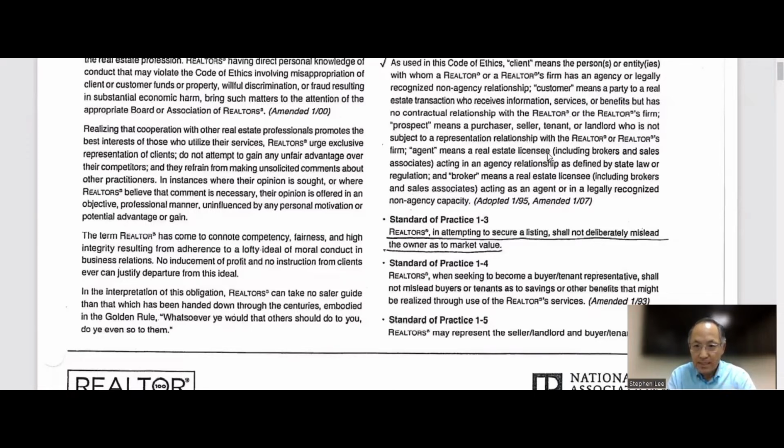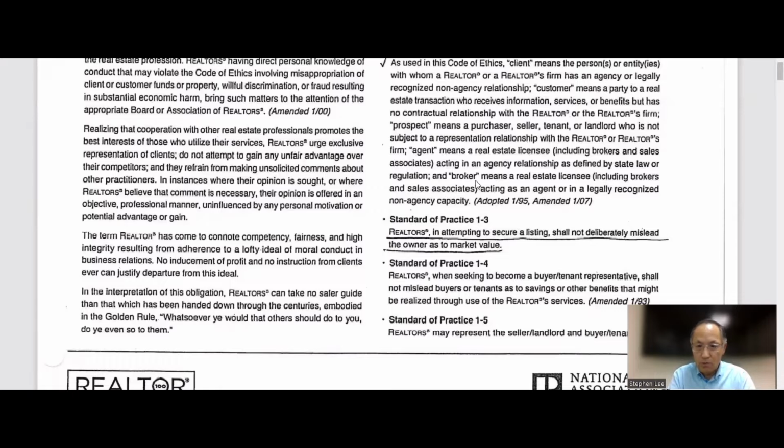What about agent? Agent means a real estate licensee, of course, we know that, including brokers and sales associates. So when we say agent, in real life, typically a company will have agents, which means sales associates. And it also includes brokers when they act as an agent, okay? And acting in an agency relationship as defined by state law or regulation, that's an agent.